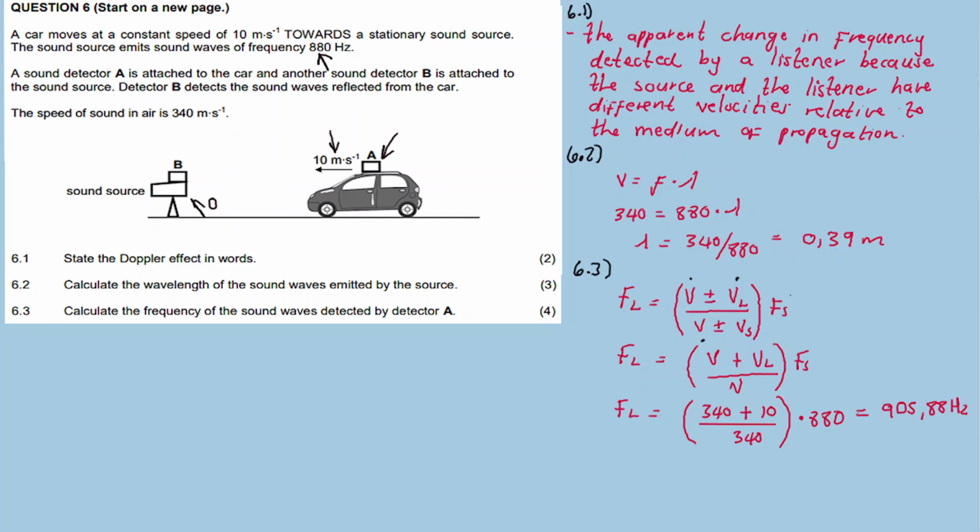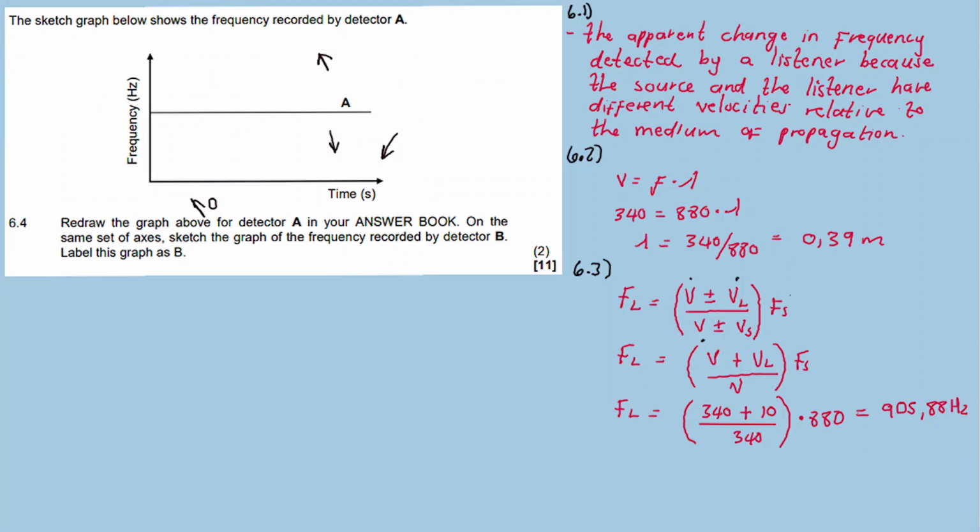Then 6.4, the last question of question 6. The sketch below shows the frequency recorded by detector A. Detector A recorded 905.88 hertz. Why 905? It's because the car is approaching, so it is greater than the emitted frequency of 880. As you approach, the frequency increases.